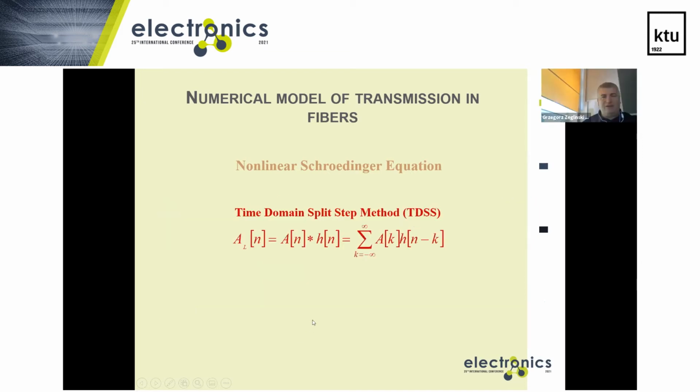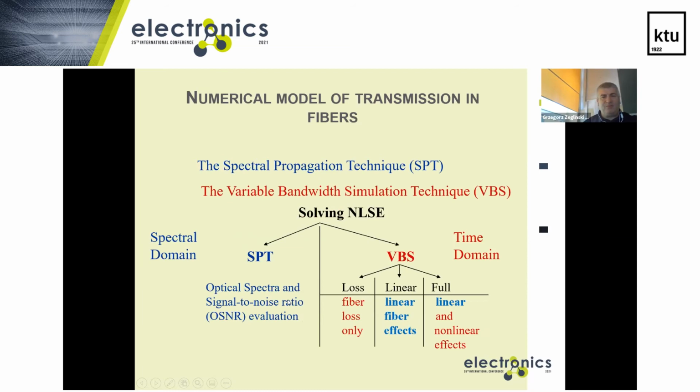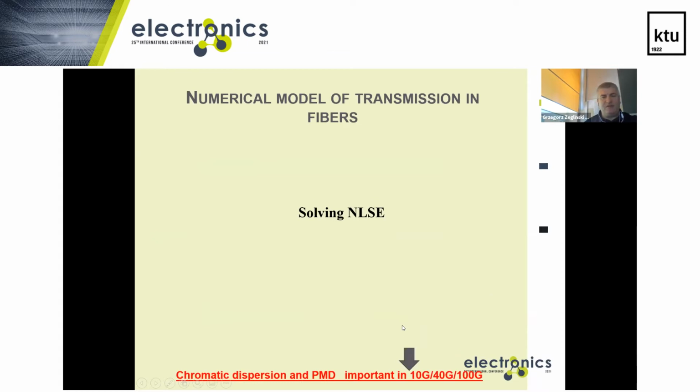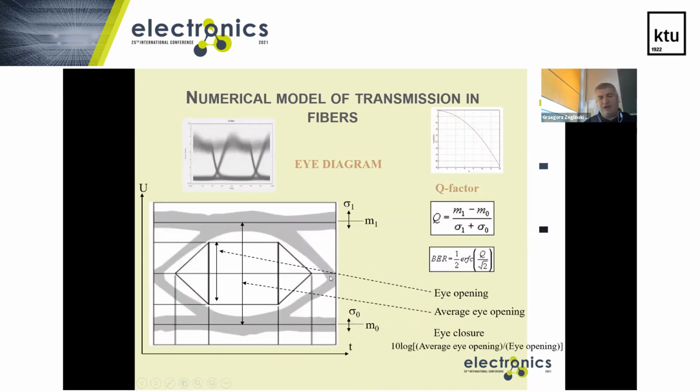In this method, we use the time domain split method and the frequency domain split method. It's possible we have 4 steps to analyze these effects. We analyze linear effects, only fiber loss and chromatic dispersion. Chromatic dispersion is a typical problem that we can observe in the optical eye diagram. The optical eye diagram is a typical method to get the quality of the transmission signal.